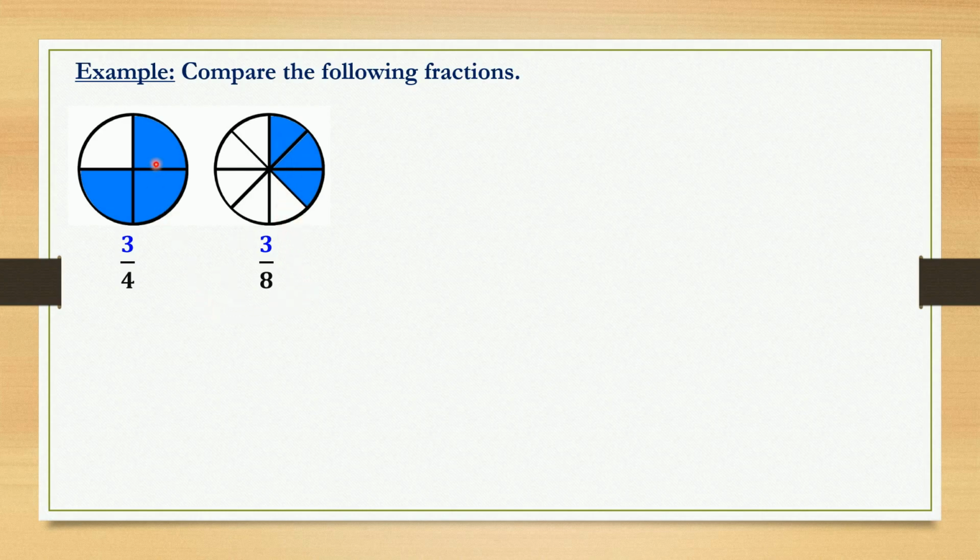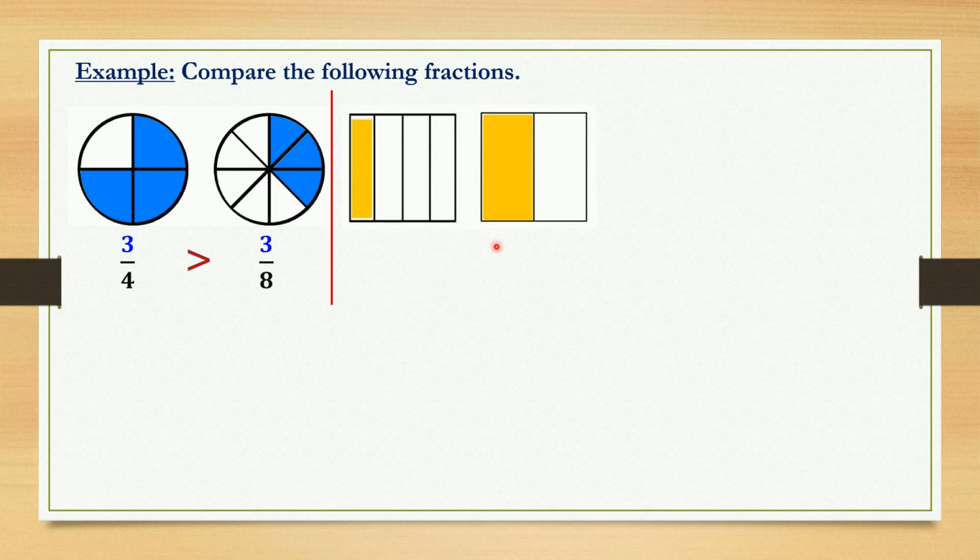And here it's obvious that these 3 pieces out of 4 are much bigger in size than the 3 pieces out of 8. So the fraction 3/4 is greater than 3/8 because when we divide the unit into a lesser number of pieces, the size of the pieces will be bigger.